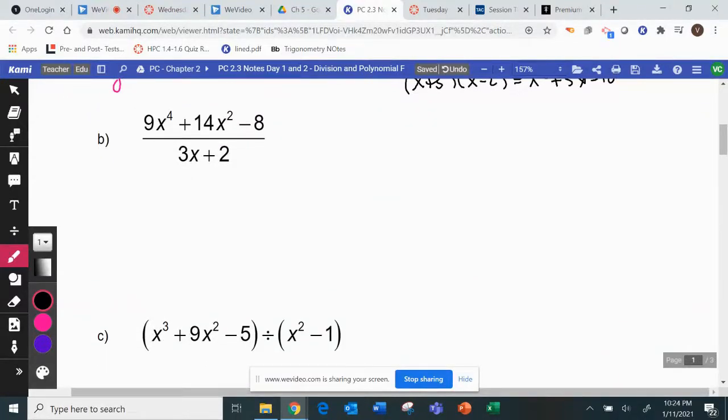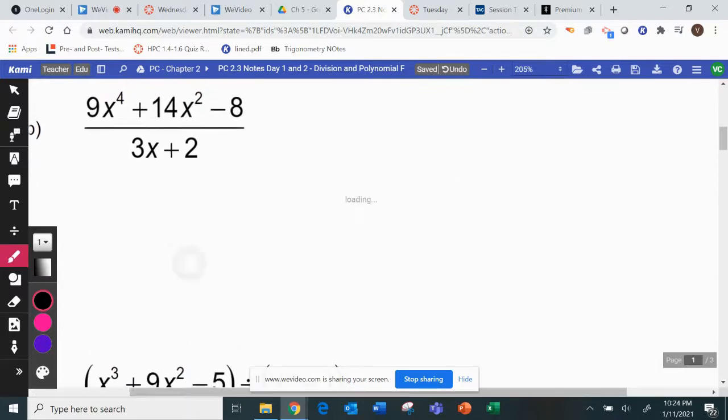All right, second question. I think I'm going to have to write a little bit smaller here. I'm not quite sure if I'm going to run out of space or not. We're going to start with 3x plus 2, and then I've got 9x to the fourth. If I have the fourth power, the next power I need to write is x to the third, but there isn't a term with x to the third, so I have to put it in. If I don't put it in, I'm probably going to get stuck and mess up. So it is best to put it in.